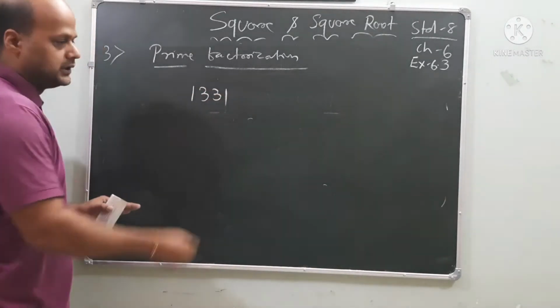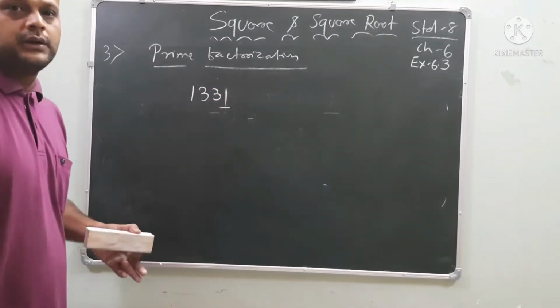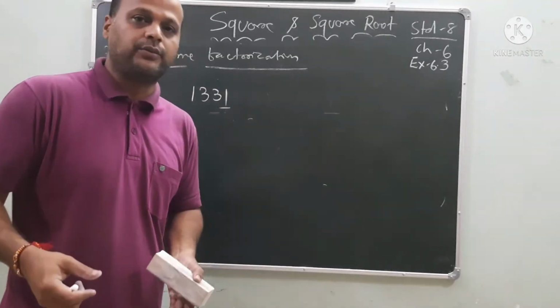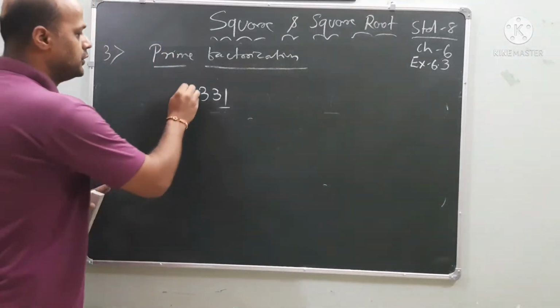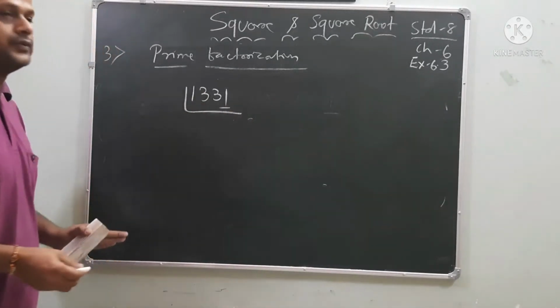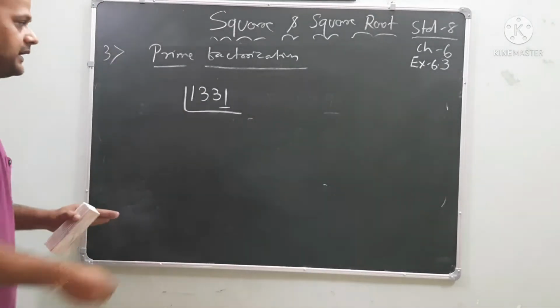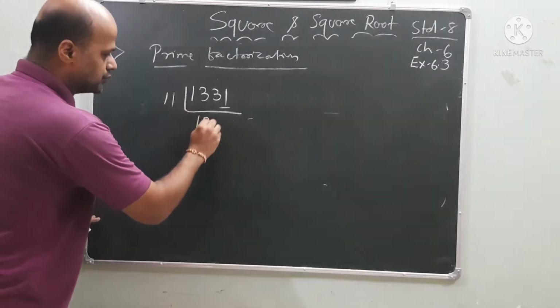1331. It is a square number. It is a perfect cube or perfect square. It is a perfect cube of some number. Okay, I know it, but I have told you. So 1 is there, which one is there? You have to remember the square and square roots.